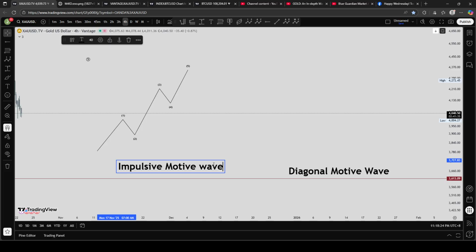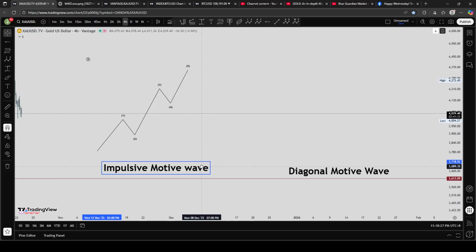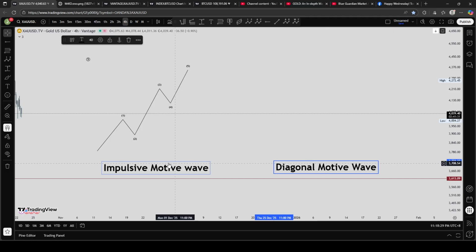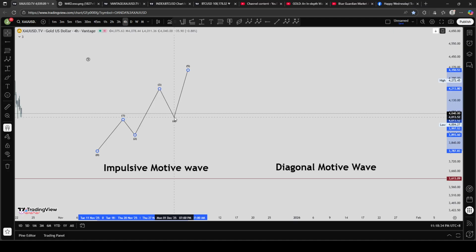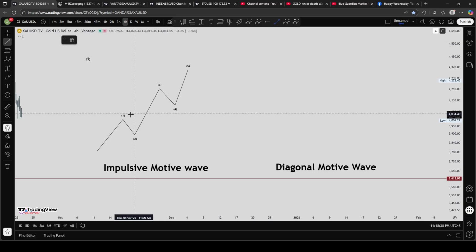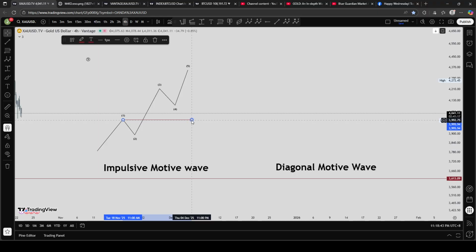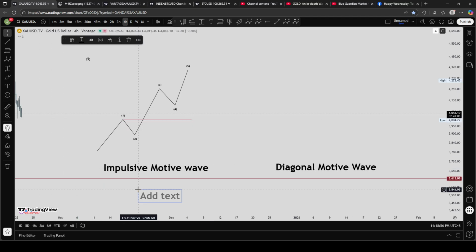What's the difference between these two types of motive waves? In the impulsive motive wave, wave 4 did not retrace beyond the territory of wave 1. This is what we call impulsive wave. But when Ralph Nelson Elliott published his first book of the Elliott Wave Principle, he did not call this an impulsive motive wave. Instead, he used the term cardinal.